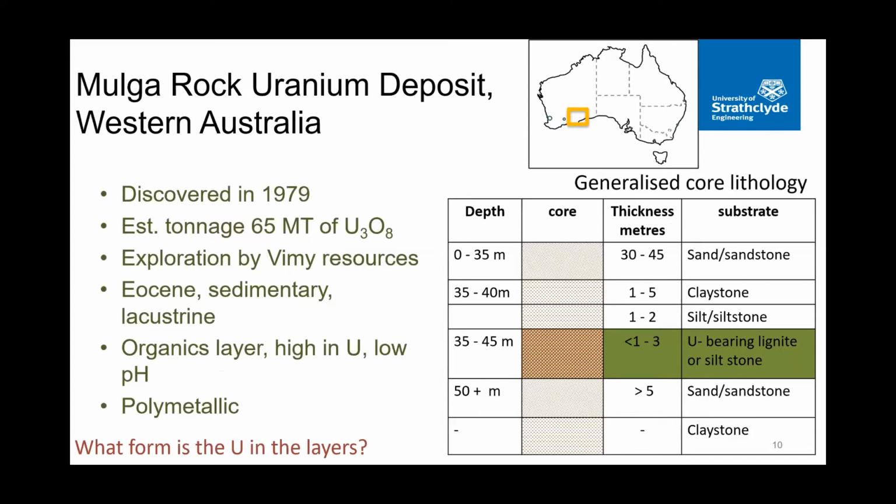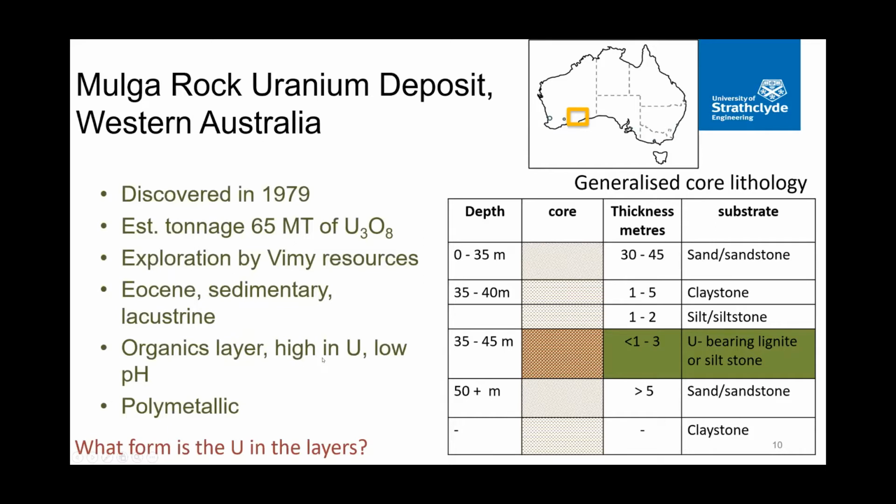So this was discovered in 1979 by Uranium Resources, and the estimated tonnage at that point was 65 megatons of U3O8. It was likely formed in the Eocene, so it was sedimentary and lacustrine. Looking at the generalized core lithology here, it sits over the top of claystone and between sand and siltstones, with more sand and sandstones on the top until you get to desert. The layer itself is very much rich in organics.